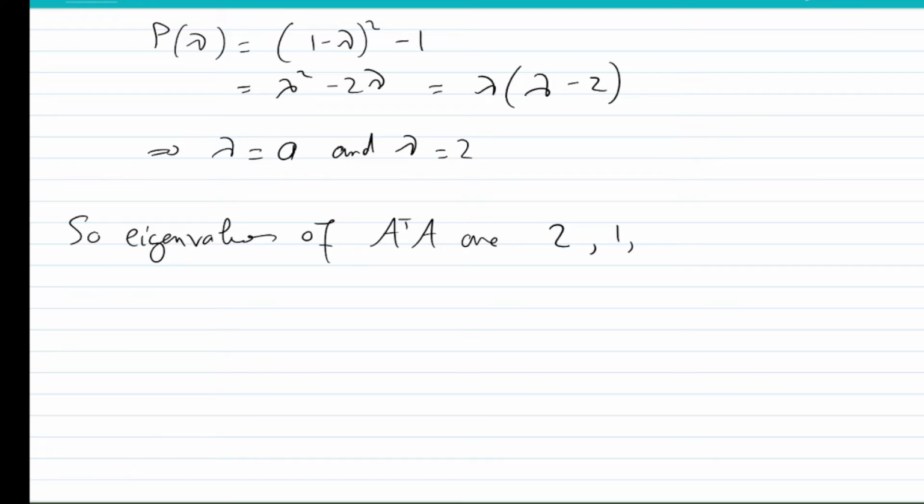2, 1, and 0. And notice that I've already ordered them as they should be, because if you recall, once we have the eigenvalues, we want to order them in decreasing order. So from this, we deduce that sigma 1 is equal to square root 2, sigma 2 is equal to 1, and sigma 3 is equal to 0. Okay, so we have our eigenvalues, the corresponding singular values. Let me point out these are the singular values.